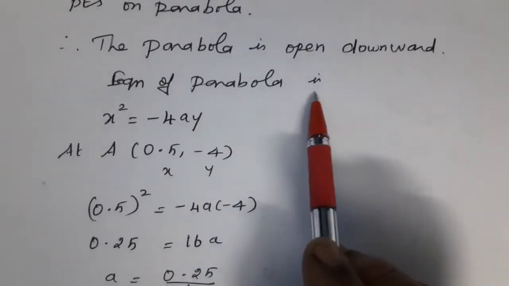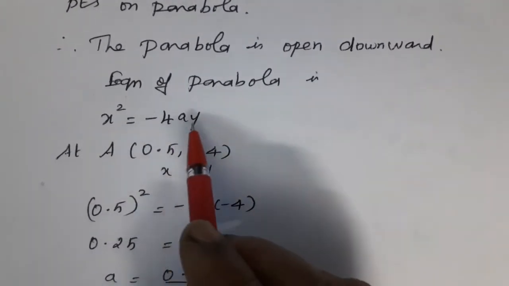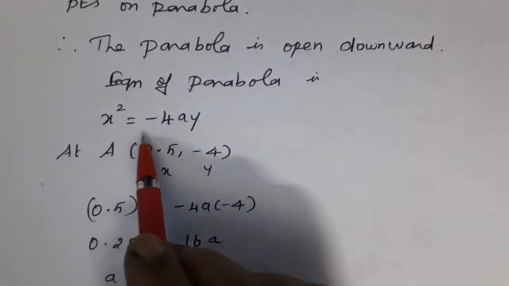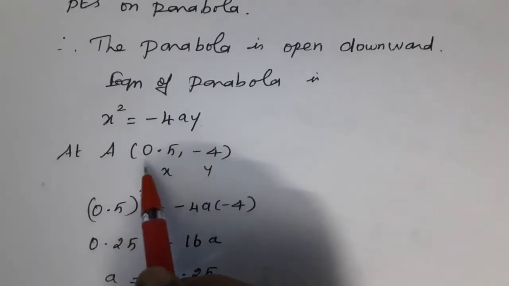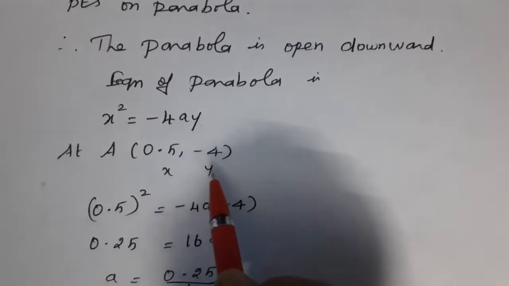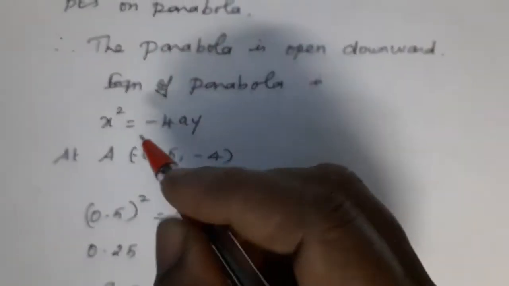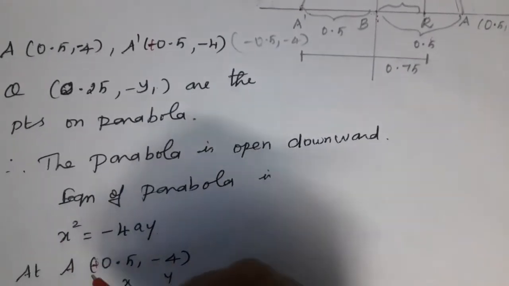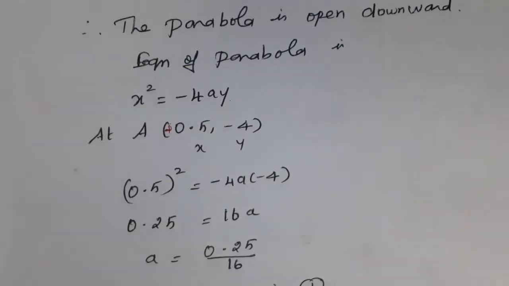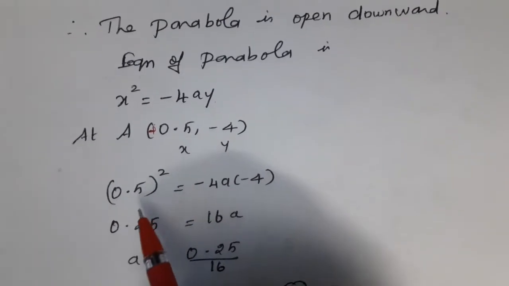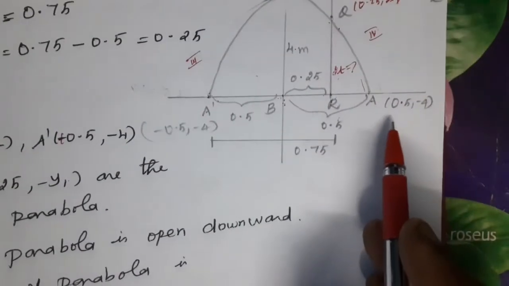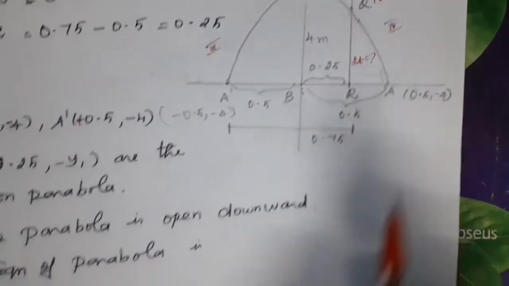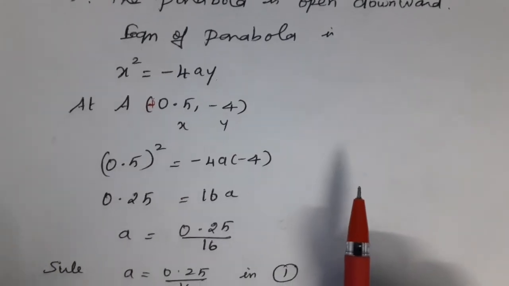What is the equation of the parabola? The equation of the parabola is x square equal to minus 4ay. At the point A, 0.5 comma minus 4. Sorry, for the A point, x is plus only. If you square, both 0.5 and minus 0.5 squared become positive. So the A value is 0.5. See the diagram: A is 0.5 comma 0, and the point is 0.5 comma minus 4.